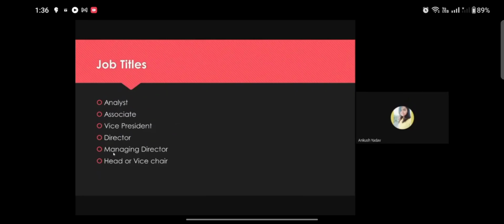These are the job titles. We have analyst, then associate. Associate can also be called senior analyst. Then we have vice president, director, managing director, head or vice chair.